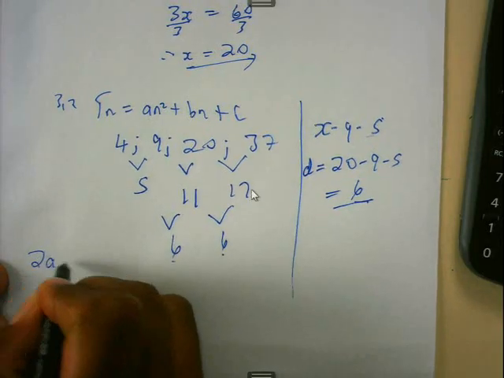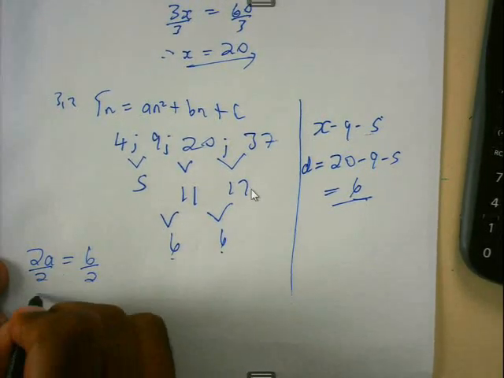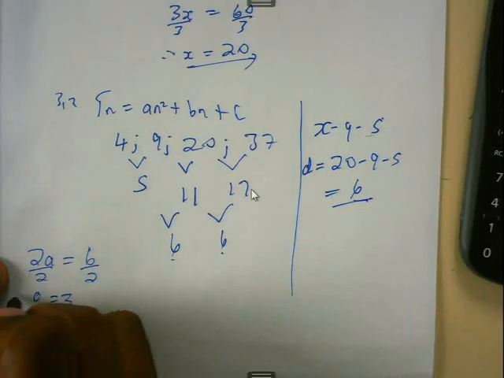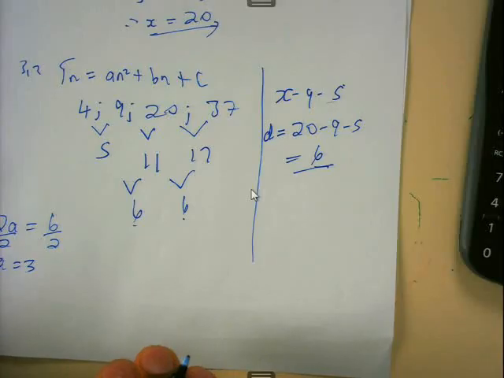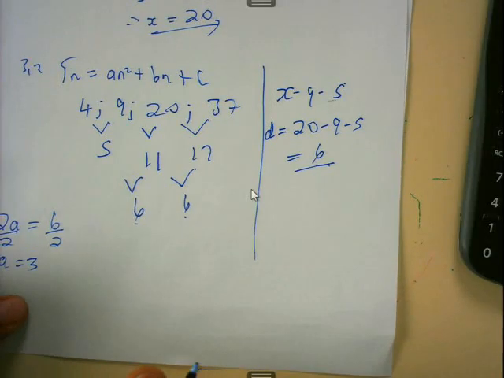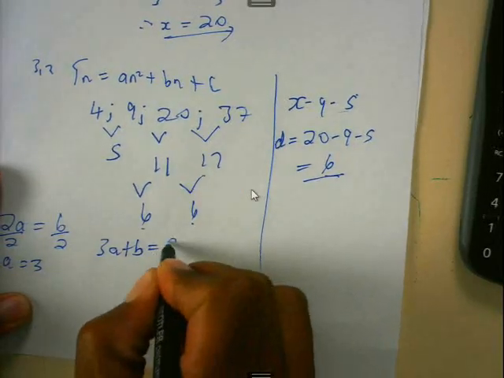Of course, you have 2a equals 6. You divide by 2 there, divide by 2 there. Therefore, a equals what? a equals 3. And from here, we move now to the next one, to say 3a plus b is equals to 5.